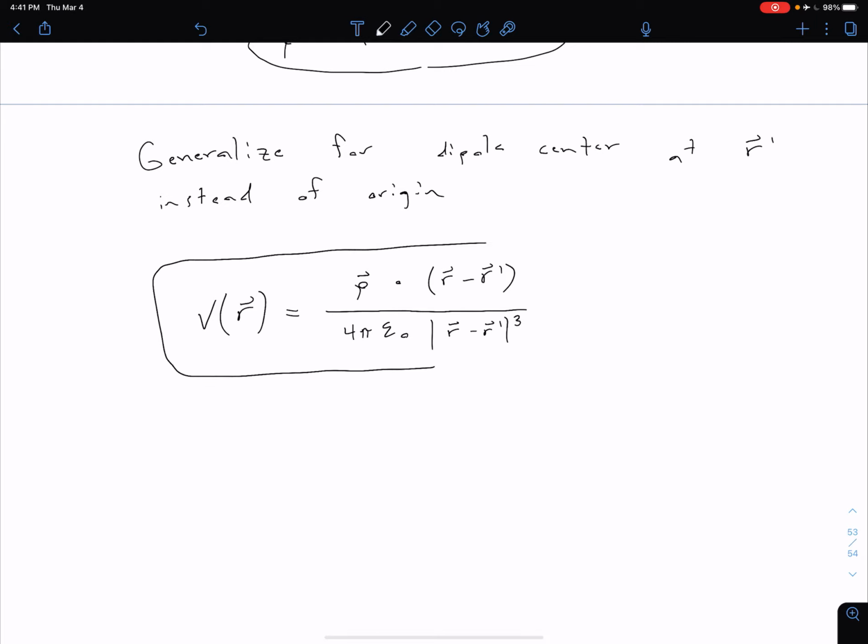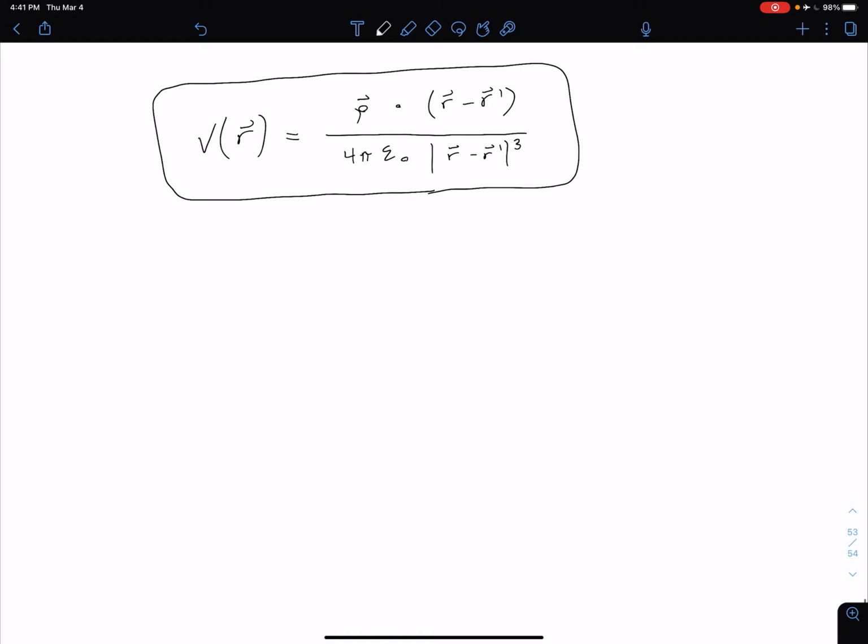Okay, so this would be our general expression for the potential due to a dipole at any position located by our position vector r primed. So we can also talk about the electric field, because now that we have our potential equation, we can easily find the electric field using the relationship we found in a previous video, which is just E is equal to the negative gradient of our potential.